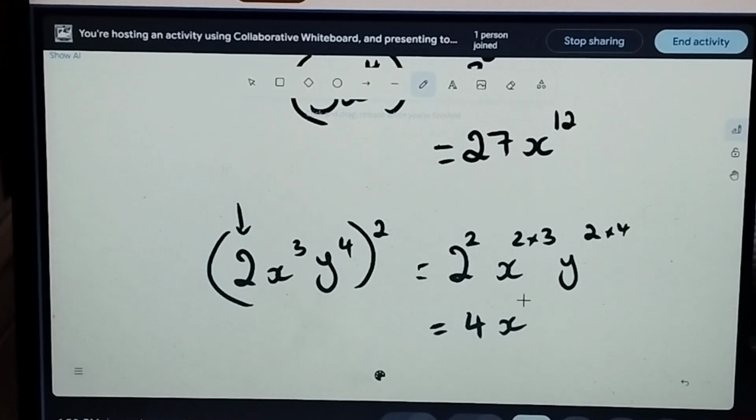X to the 2 times 3 is x to the 6. So you see I just took the 2 and multiplied it by the 3. Is that 2 times 3 and 2 times 4? I just want to make sure. And 2 times 4, yes.